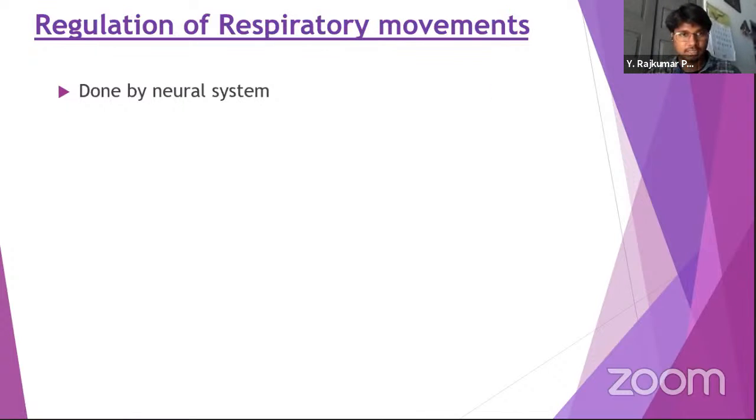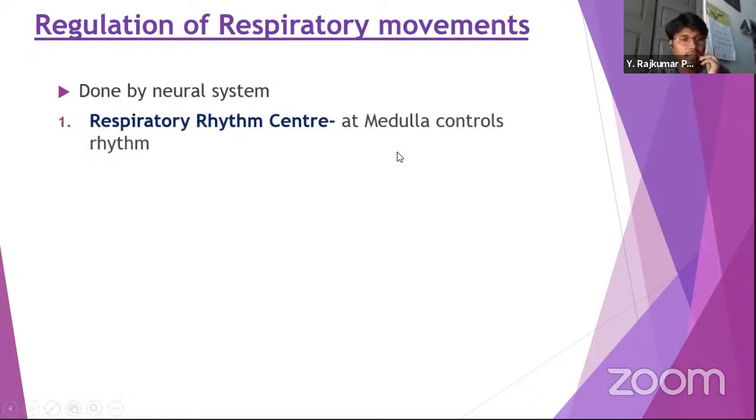At this time there will be an increase in the breathing pattern, and there will be an increase in the heartbeat also. Okay, so these respiratory movements are basically under the control of the neural system. Neural system means it is the nervous system. So there are centers in the brain.